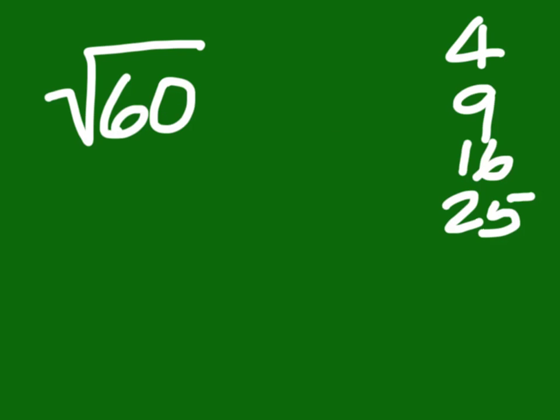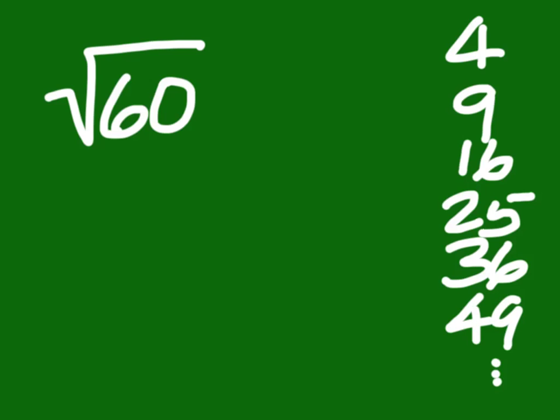Example 2. The square root of 60. Again, the perfect squares we're going to look at are 4, 9, 16, 25, 36, 49, and so on. But anything that's over half of 60 we're not going to deal with. Half of 60 is what? 30. So we don't need this or anything after it. We need the highest perfect square that goes into 60.